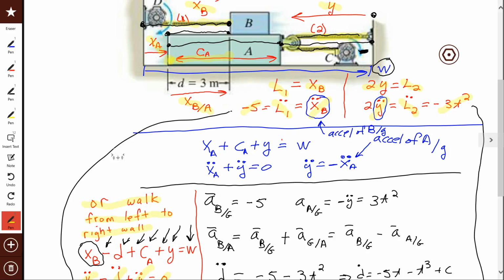This term right here, XA, that is the position of A relative to the ground. Why? Because it's measured from the point on the ground over to body A.